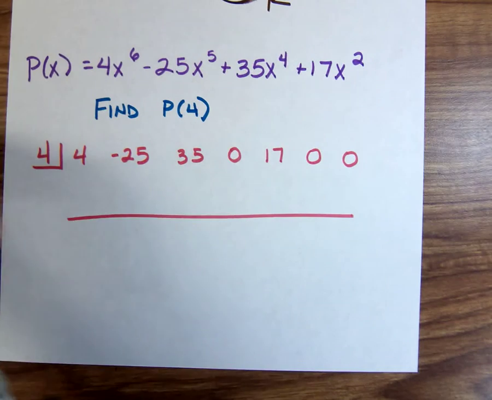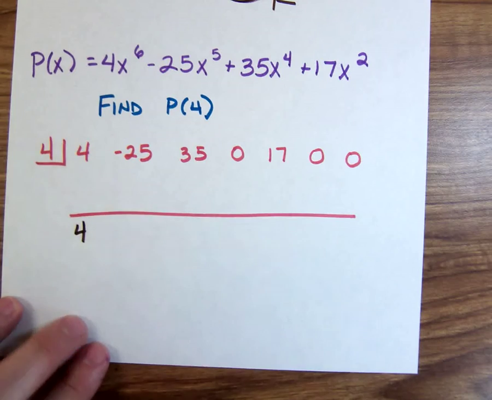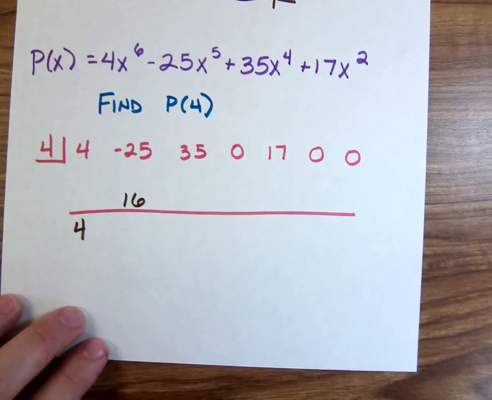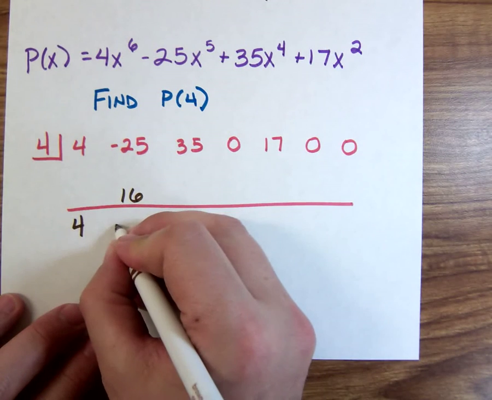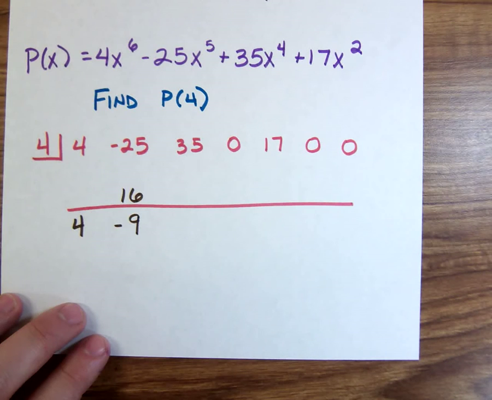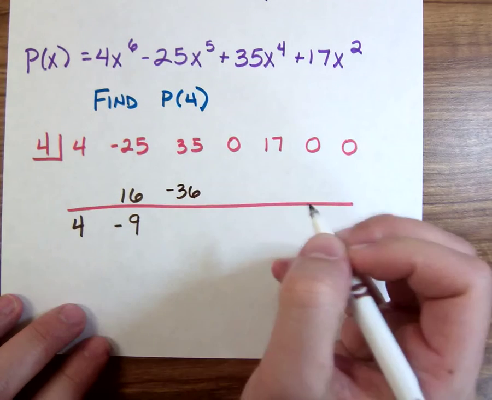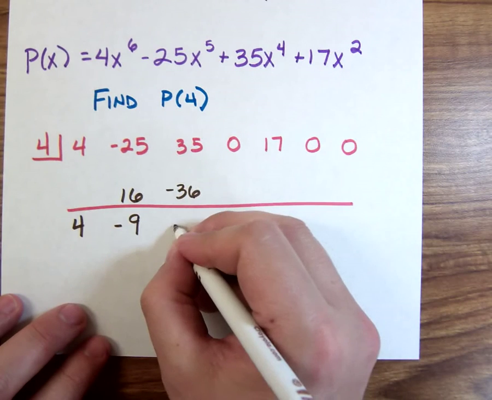How do I do this with synthetic division? What's step 1? Drop the 4. 4 times 4 is 16. -25 plus 16 is? You're right, -9. Then 4 times -9 is? 36, good. 35 minus 36 is -1.